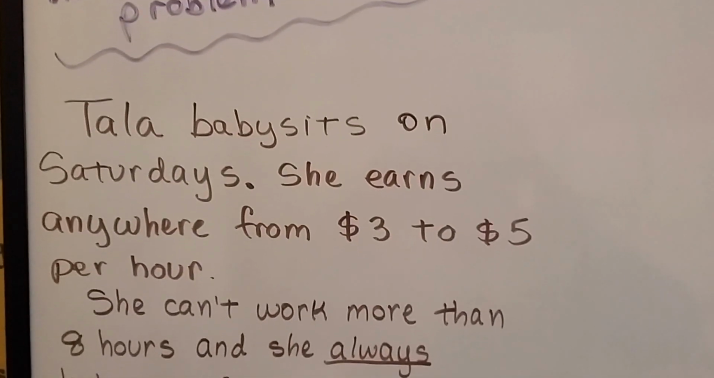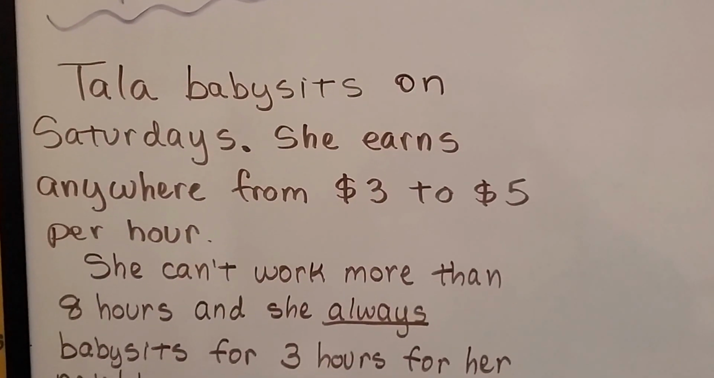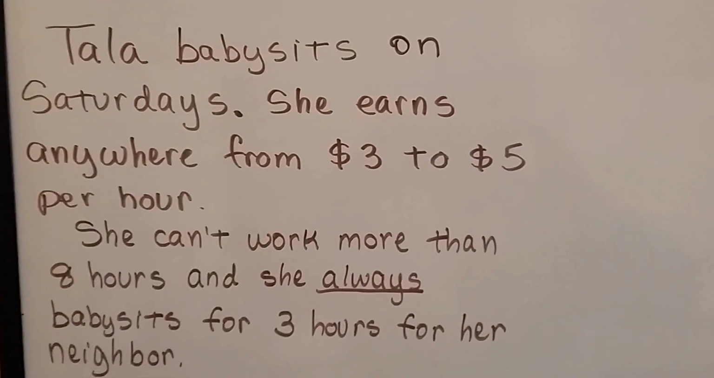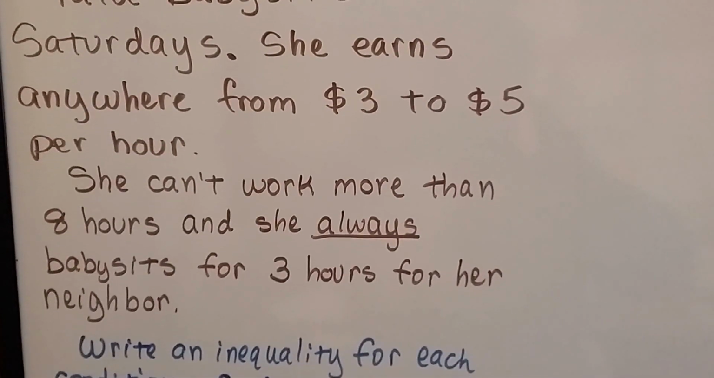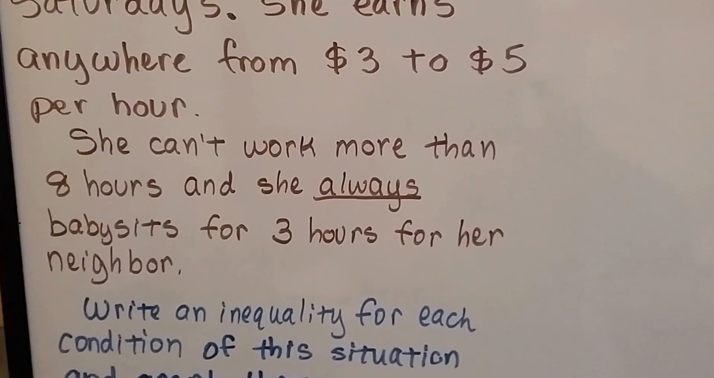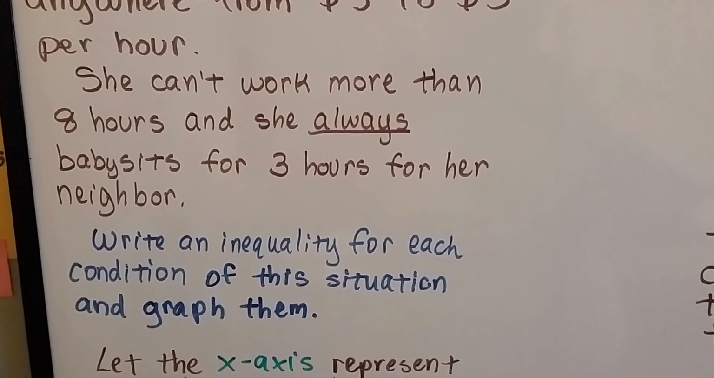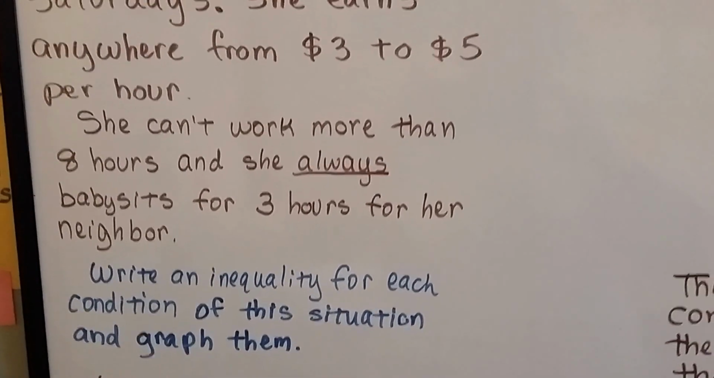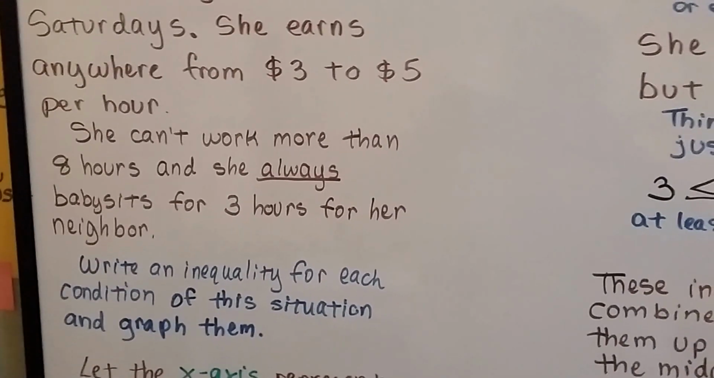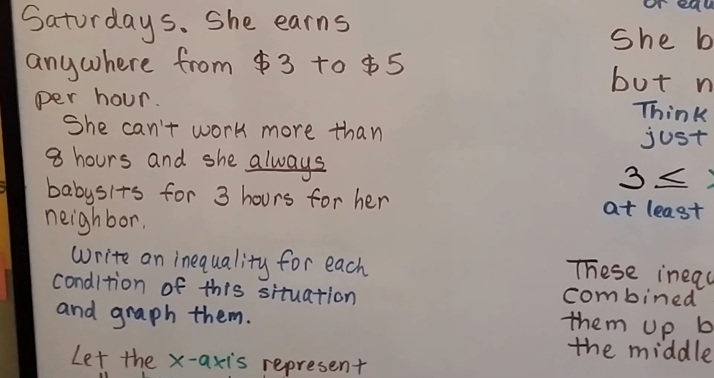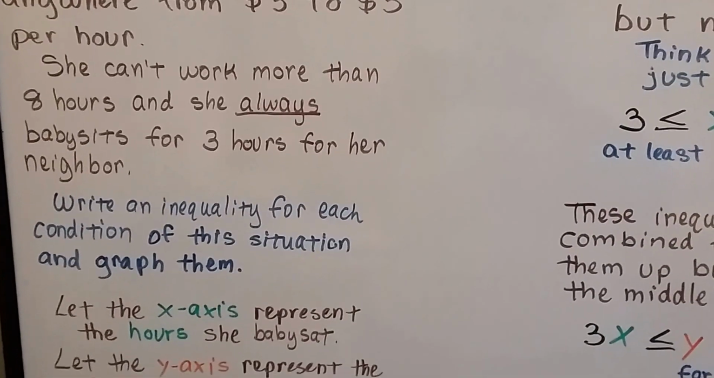Tala babysits on Saturdays, and she earns anywhere from $3 to $5 per hour. She can't work more than 8 hours, and she always babysits for 3 hours for her neighbor. Write an inequality for each condition of this situation and graph them. So we have a lot of information here. We know how much she makes, and we know how many hours she works at a minimum.